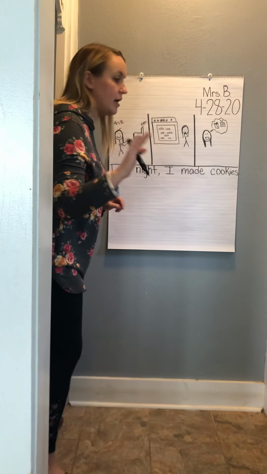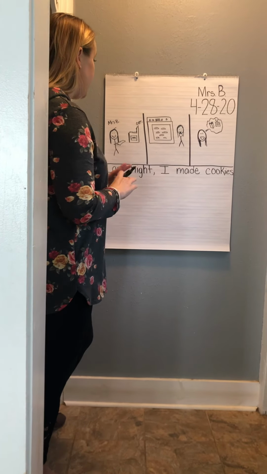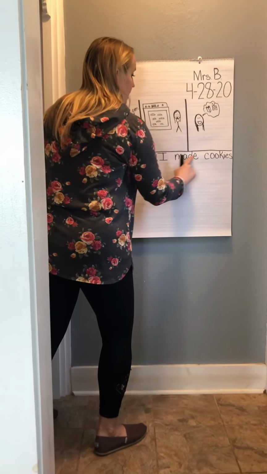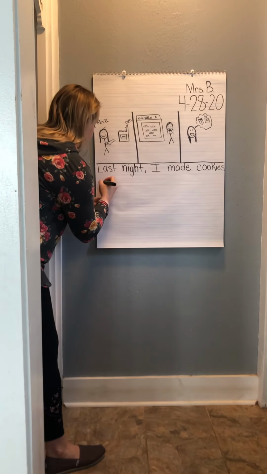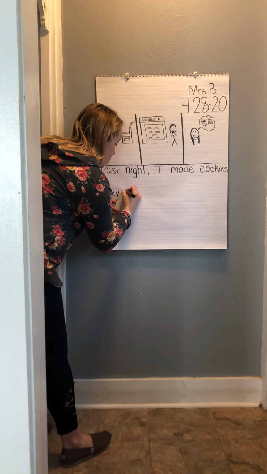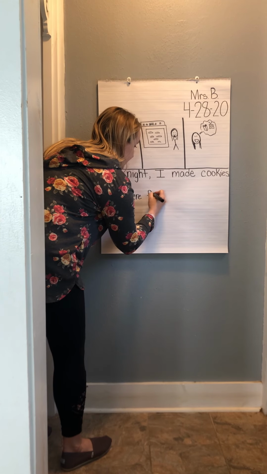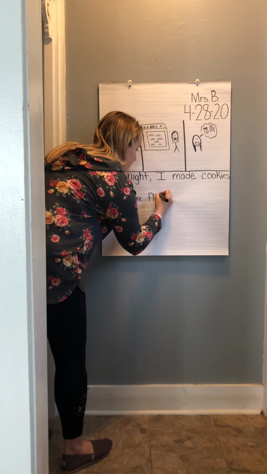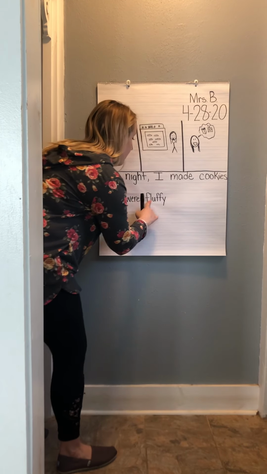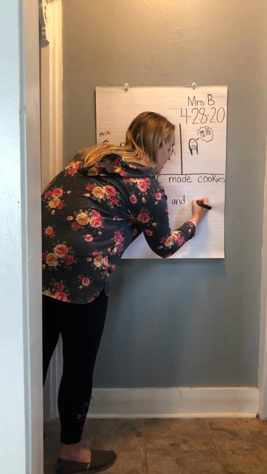Last night, I made cookies. Period. I'm going to end that thought. Please remember your punctuation. I need a period at the end of my sentence to tell my readers, stop. I'm done with that thought. Last night I made cookies. They were fluffy. I like that descriptive word. There's that bandit Y. They were fluffy and, you know the word and, yummy.